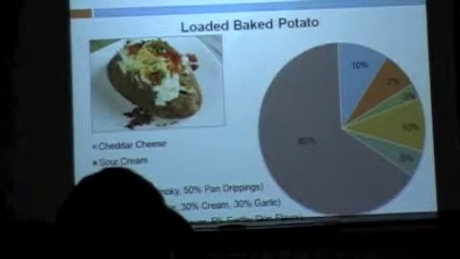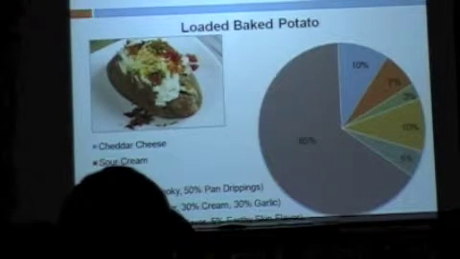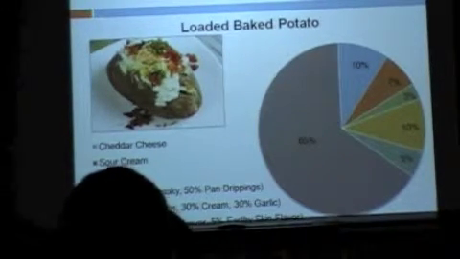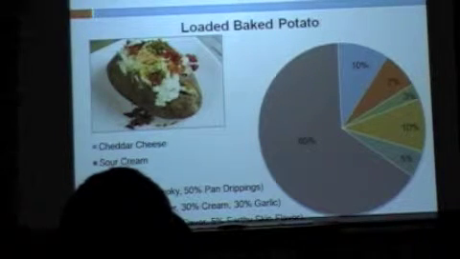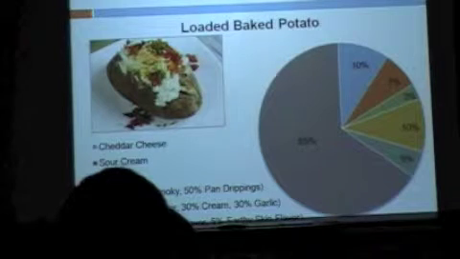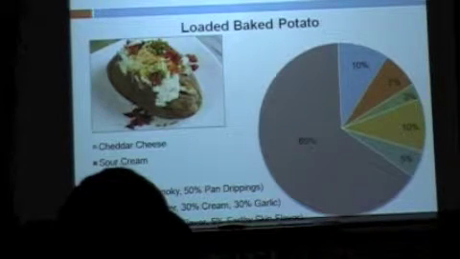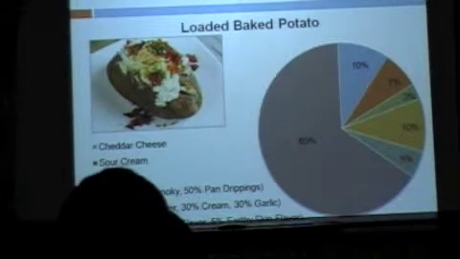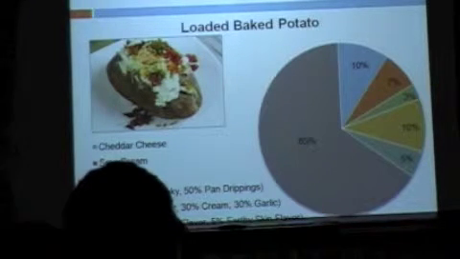So say you created your gold standard, and that picture right there was your gold standard. Would you then go back and reweigh the ingredients that you used to create that graph, that pie chart? I'm getting lost. Okay, so that's your gold standard, right?